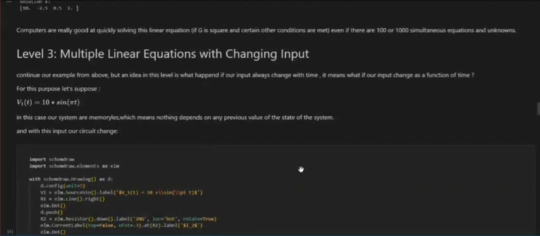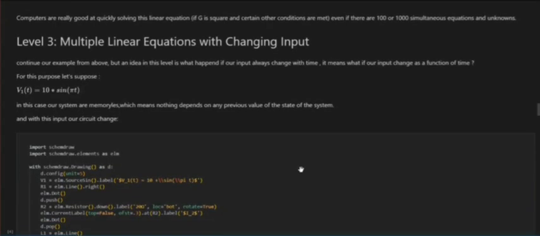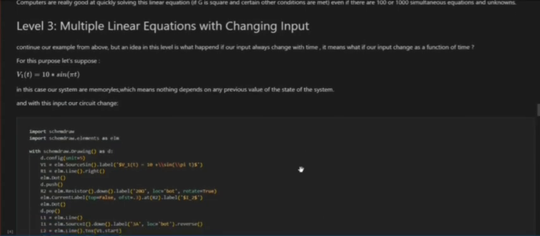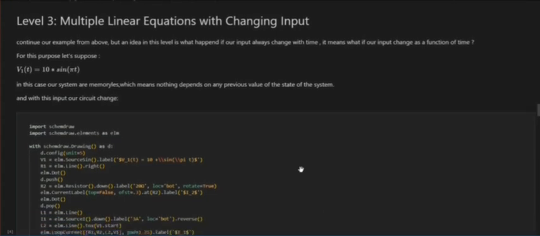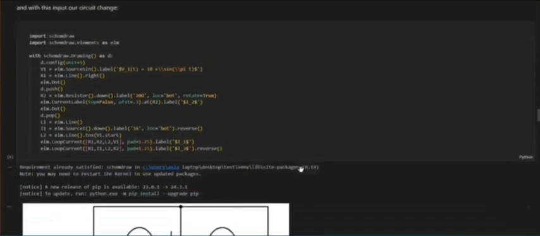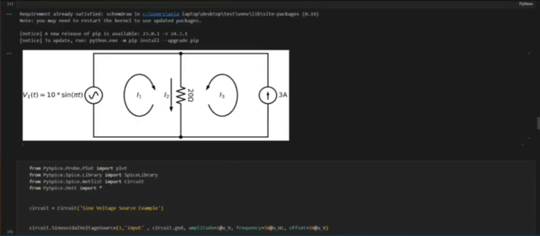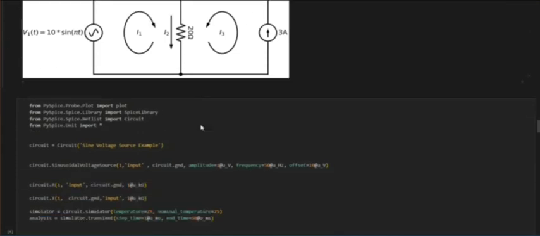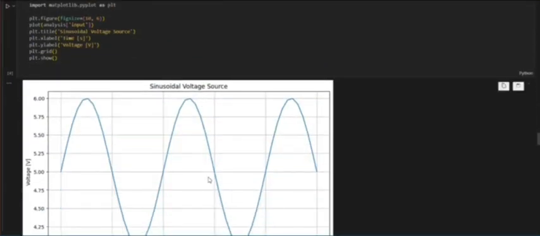Level 3, multiple linear equations with changing input. What happens when inputs change? Let's make things dynamic. Suppose V1, the input voltage, starts varying over time, like V1(t) equals 10 sin(πt). In this case, the whole electrical circuit changes as a matrix.